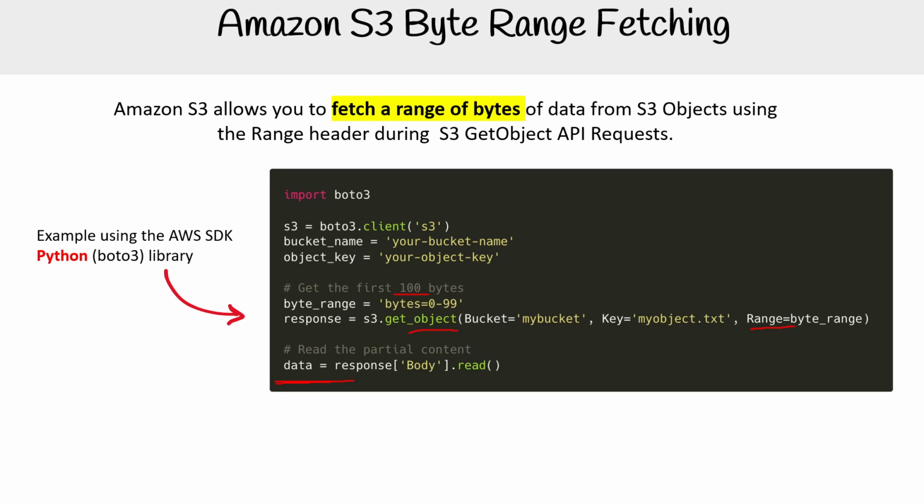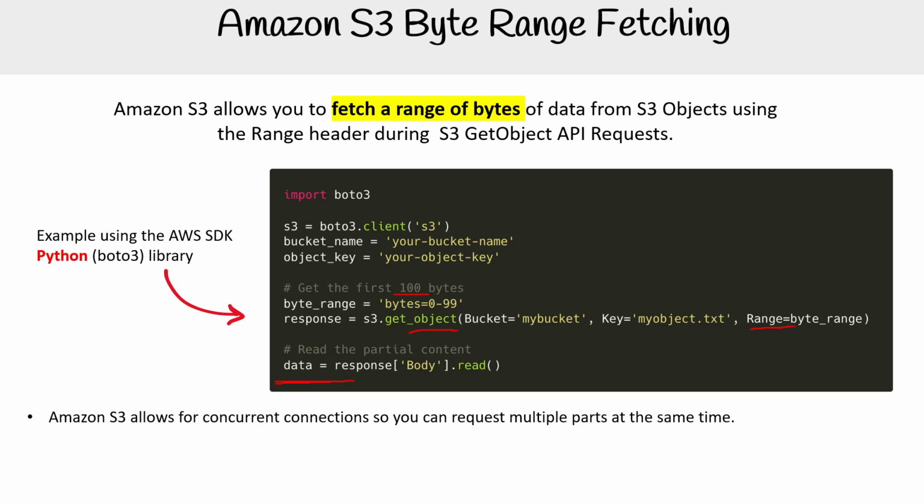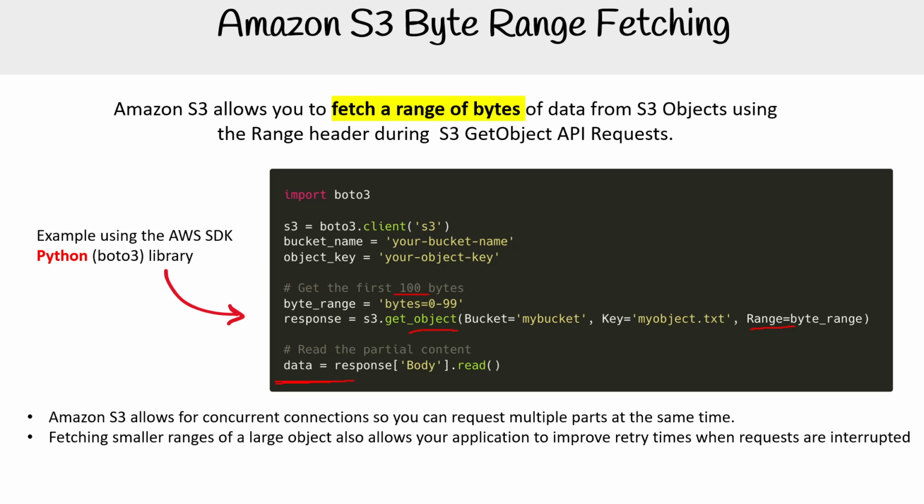This is really great if, let's say, you have a CSV file or a JSON file or a log file, and you just want to get a section of it. So Amazon S3 allows for concurrent connections, so you can request multiple parts at the same time, just like how in multi-part upload, we can upload multiple parts. With byte range fetching, we can download multiple parts. Fetching smaller ranges of a larger object allows your application to improve retry times when requests are interrupted. Typical sizes for byte range requests are between 8 megabytes or 16 megabytes.